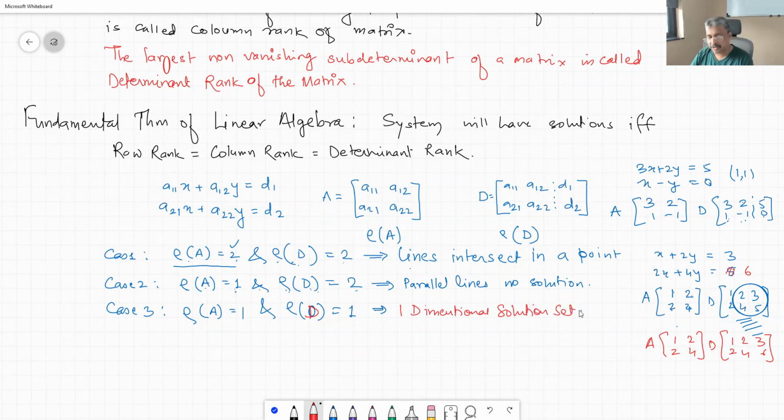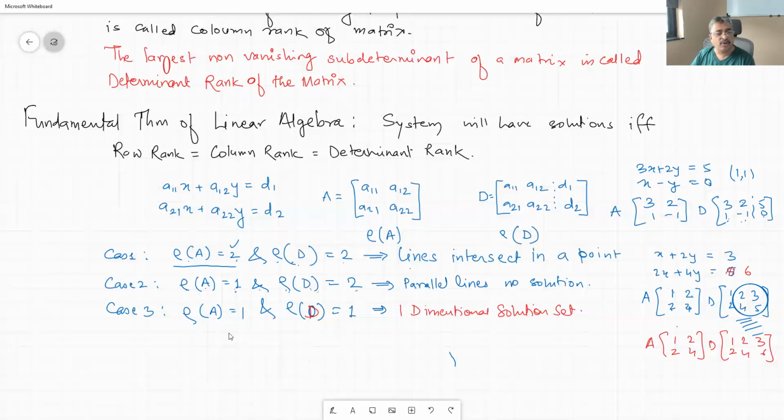Now this is easy in case of two equations. So let us make it a little difficult so that we understand it completely by taking 3 by 3. But first, a couple more cases if you want to do. Rank A is equal to 0, rank D is equal to 1. Rank A equal to 0 means all the entries on the LHS are 0, and rank D equal to 1 means one of the entries in the RHS is non-zero. Of course, there will not be any solution set in that case.